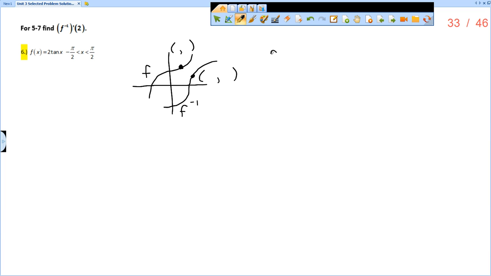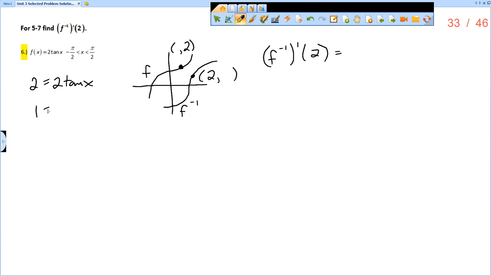So if I want f inverse prime of 2, that means that 2 is the x value on f inverse, which means 2 is the y value on f. And if I know the y value on f, then I can set f equal to that y value. So 2 equals 2 tangent of x, in order to find the value of x that would make this true. Now this one is easy to solve algebraically.